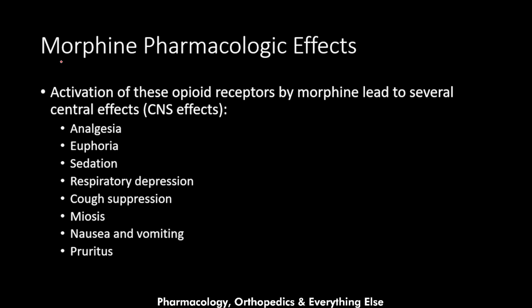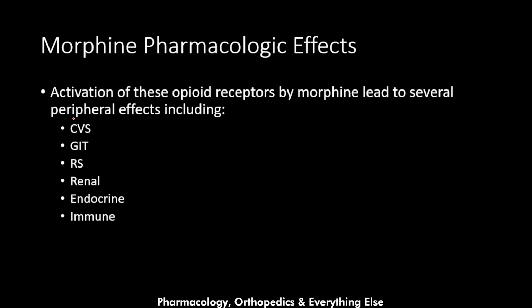Now let's talk about the pharmacologic effects of morphine. Activation of these opioid receptors by morphine leads to several central and peripheral effects. The central effects, those are the central nervous system effects, include analgesia, euphoria, sedation, respiratory depression, cough suppression, miosis, nausea and vomiting, and pruritus. We will talk about each of them separately next.